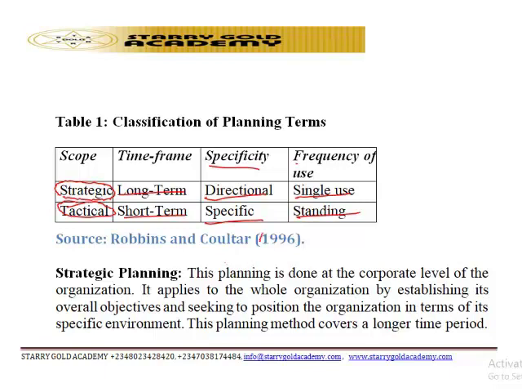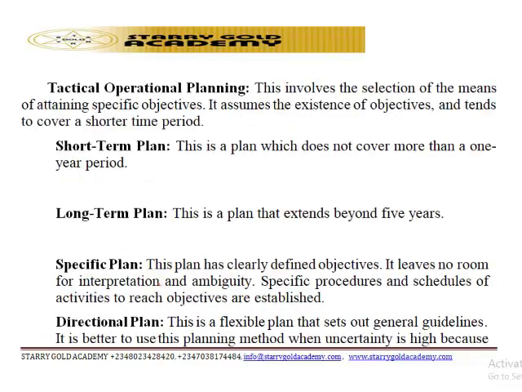And we are talking of strategic plan. Strategic plan is done at the corporate level of the organization. And this applies to the whole organization by establishing its overall objectives and seeking to position the organization in terms of its specific environment. This planning method covers a longer period of time. That is strategic planning. We are talking of tactical planning. This type of planning involves the selection of the means of attaining the specific objective. Tactical planning assumes the existence of objectives and tends to cover a shorter time period.